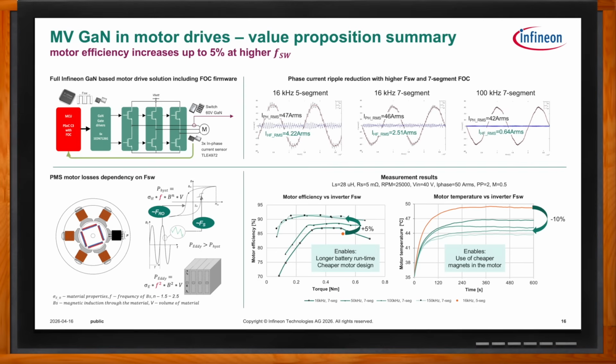And lower left, we talked about how the motor losses are very strongly dependent on both frequency and the magnitude of the ripple current, which are inversely related to each other. And the good news is, as you go up in frequency, motor losses go down.